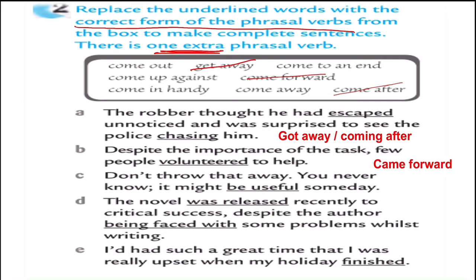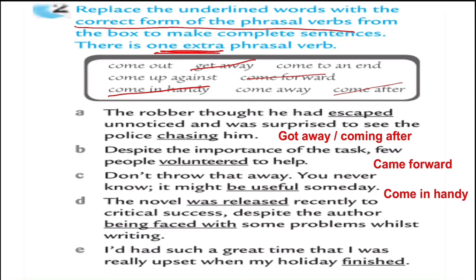C, don't throw that away. You never know. It might be useful someday. So we have a phrasal verb with the same meaning. Excellent. Yes, to come in handy. To come in handy means to be useful. And here we just leave it because we have might, so the correct form would be the infinitive, come. All right, very good so far.